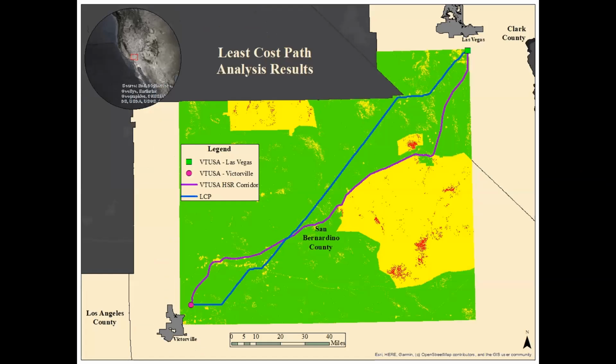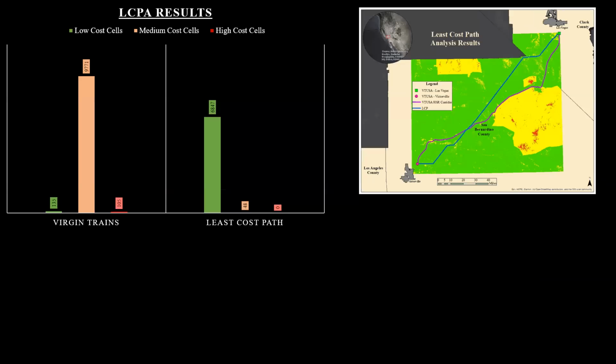The LCP is displayed here in contrast to the corridor chosen by Virgin Trains. Visual analysis is not enough to evaluate these corridors for effectiveness. Therefore, I use the Spatial Analyst extract by mask tool to extract the cells under each of the vector polylines within the accumulated cost surface. I discovered that the LCP is 31% shorter than the Virgin Trains corridor.